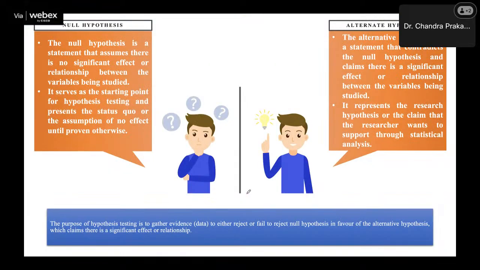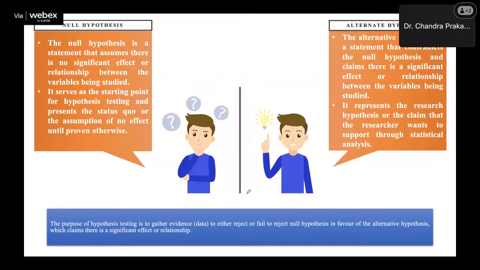As I told you, the null hypothesis is a statement that assumes there is no significant effect or relationship between the variables we study. In the case of the alternate hypothesis, it is a statement that contradicts the null hypothesis and claims there is a significant effect or relationship between the variables being studied. The null hypothesis acts as a starting point for hypothesis testing and represents the status quo, the assumption of no effect, until proven otherwise. So we consider that whatever I'm assuming, the null hypothesis is true, right?